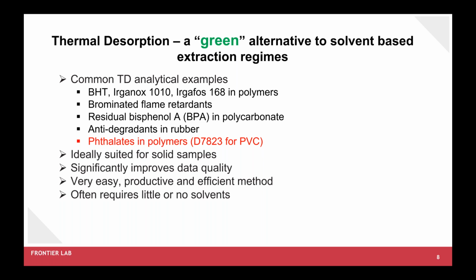It requires very little to no solvent. It adds efficiency to your laboratory and also improves data quality. This technique is used in other applications and industries, as you can see here. For example, brominated flame retardant and rubber manufacturers also can use this technique. But today we will mainly focus on phthalates in polymers, especially in a PVC type sample.